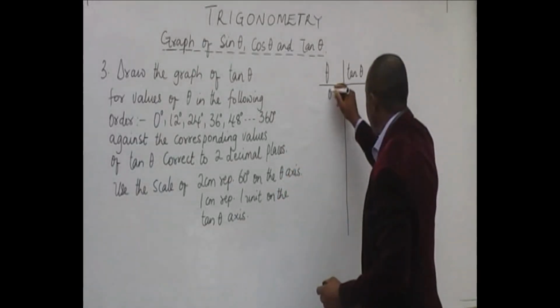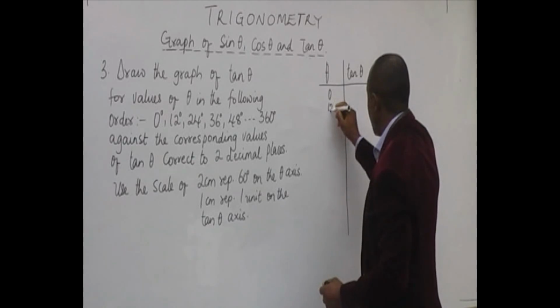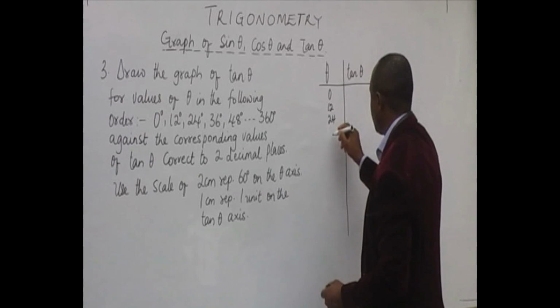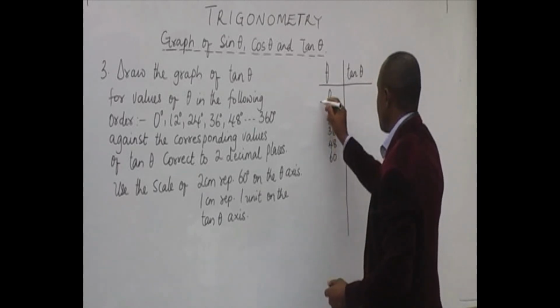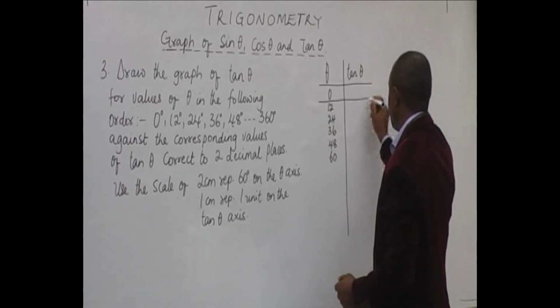So I'm going to have 0, 12, 24, plus 12, 36, plus 12, 48, plus 12, 60. We take these values in this form.